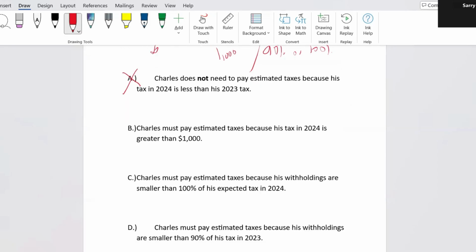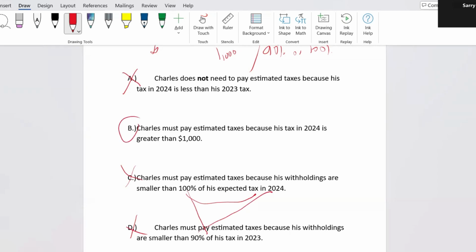Charles must pay estimated taxes because his withholdings are smaller than 100% of his expected tax in 2024. What it's referring to is the 90-100 rule, the safe harbor rules. The safe harbor rules are 90% of the current year and 100% of the previous year, but this is mixing them. It's saying 100% of the current, and that's incorrect. And then D, not a shocker: Charles must pay estimated taxes because withholdings are smaller than 90% of his tax in 2023. Again, it's flipped the other way. It's 100% of the previous year and 90% of the current year, making this one incorrect.